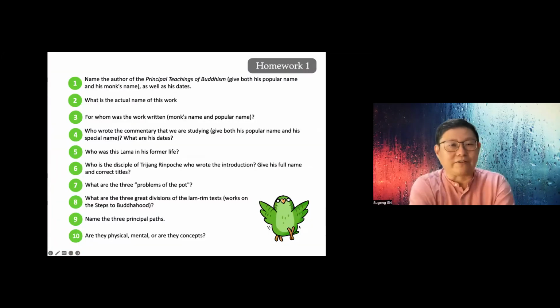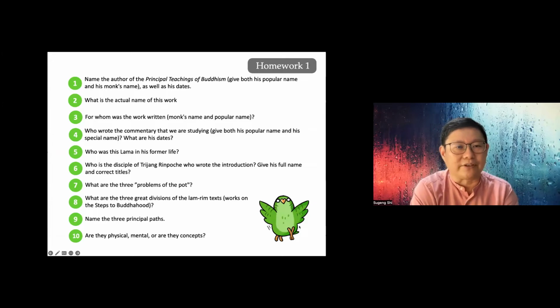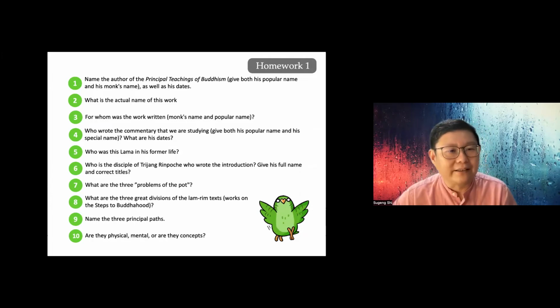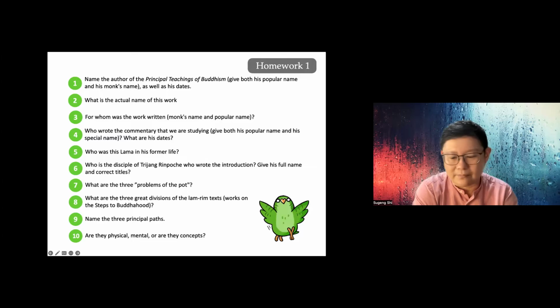Okay, so name the author of the principal teachings of Buddhism. So this is basically Je Tsongkhapa, Lobsang Drakpa, and his dates are 1357 to 1419. The actual name of the work is the Lamtso Namsum, the 3 principal paths. And then the work was written for Ngawang Drakpa, Tsako Wongpo, right? Who wrote the commentary that we are studying?